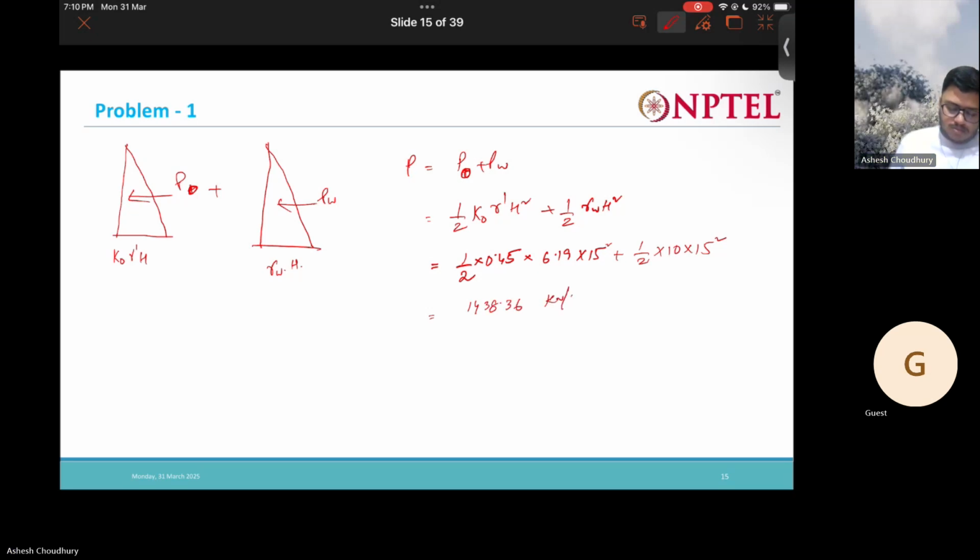This acts at 1438.36 per meter. Okay, this gamma times H. So how much is the increase in earth pressure? 628. So you can see due to water, a huge amount of lateral earth pressure increases.